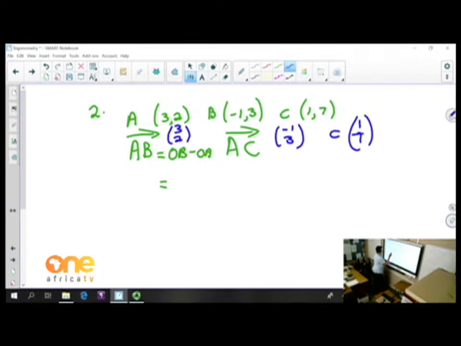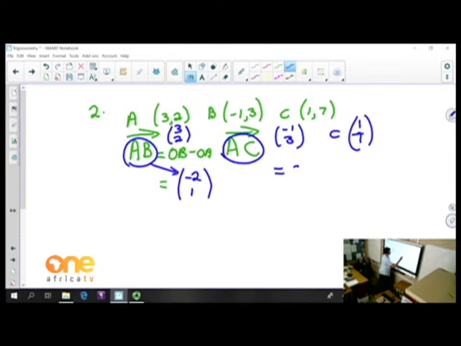So to find AB now, it's OB minus OA. So negative 1 minus 3 is negative 2, and 3 minus 2 is 1. So this is the vector AB. There's the vector AB. Now we want to find AC.